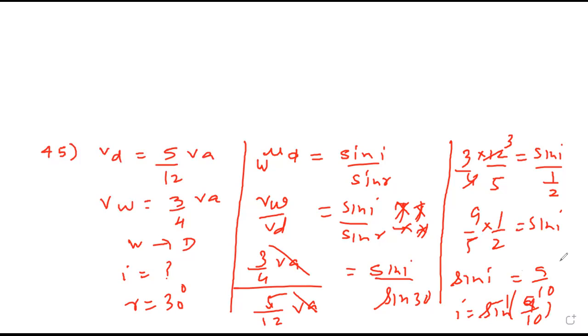See, the sine value should always be less than 1 because sine is not greater than 1. So in case you get more than 1, that means somewhere you have taken the reciprocal. So the only chance of mistake in this chapter is while taking the refractive index. If you don't go carefully for the medium, then your answer may be reciprocal. So i is sine inverse 9 by 10, option A. Copy.